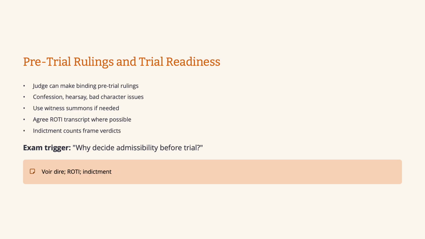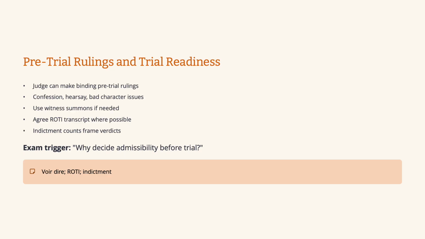So the next thing is pre-trial rulings and trial readiness. As trial approaches, various preparatory steps ensure readiness and efficiency. The judge can make binding pre-trial rulings on legal issues. Common subjects include confession admissibility, hearsay applications, and bad character evidence. Resolving these before trial prevents jury time being wasted. A voir dire, a trial within a trial, might be held to determine whether a confession was obtained properly under PACE or whether other evidence is admissible.